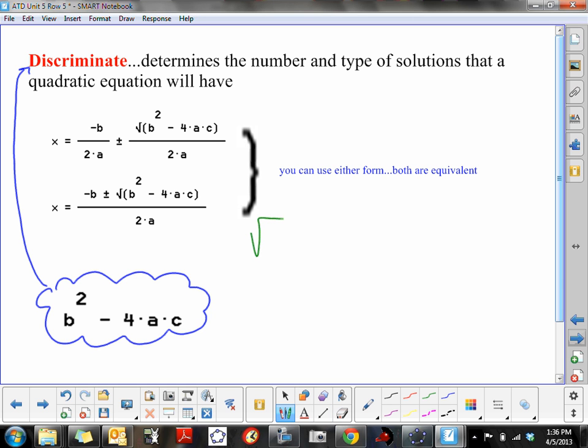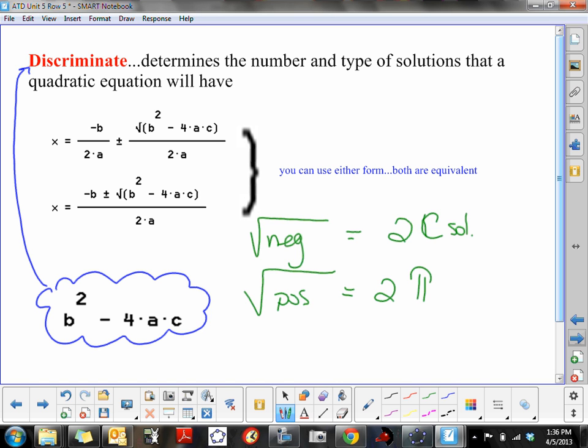What if you take the square root of a negative? As soon as I say you're taking the square root of a negative, what kind of solutions are you going to get? Something with i, and they're called? You're guaranteed two complex solutions. What if you take the square root of a positive? What kind of numbers were they? Okay, part of this story is two real solutions.